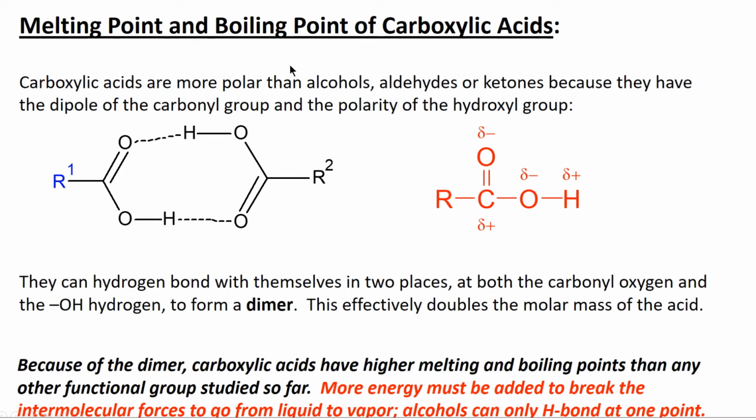Alright, so melting points and boiling points of carboxylic acids. If you take a look, there's a lot of polarity going on here. We've got carbon with a partial positive, this oxygen with a partial negative. This oxygen also has a partial negative, which then causes this hydrogen to be partially positive. And on top of that, when you have one carboxylic acid interacting with another carboxylic acid, you can actually form 2 hydrogen bonds. See that? 2 hydrogen bonds. So because of that, these guys are going to have particularly high melting points and boiling points.